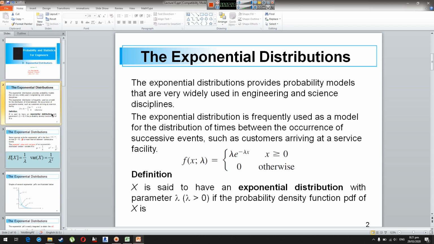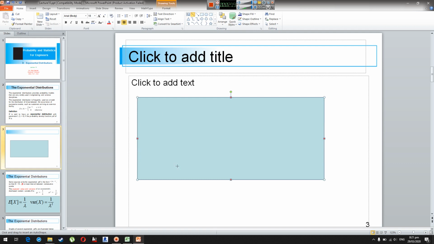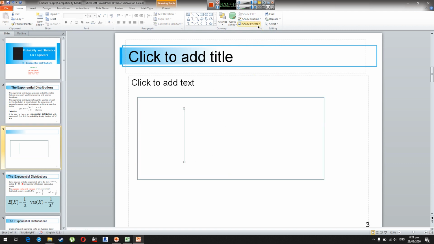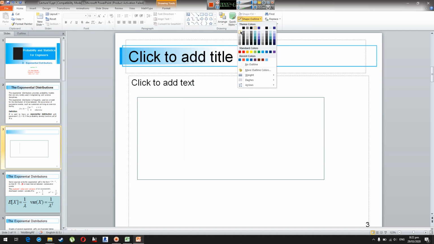So basically, let me open a new slide, and I will show you how exponential distribution works. Let's say we have an x-axis and a y-axis, so we can take two different axes. Make the fill white, and we can draw two axes. First, the y-axis, with a black outline, and then we can take another axis, the x-axis, from here to here, in black color.